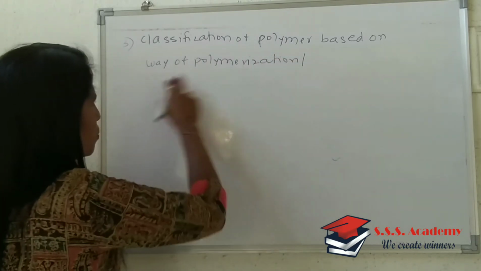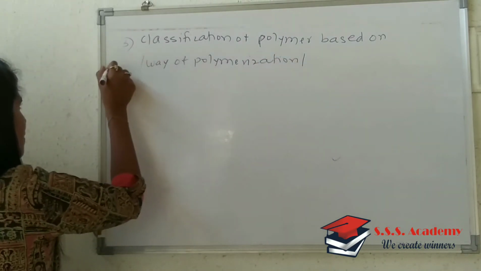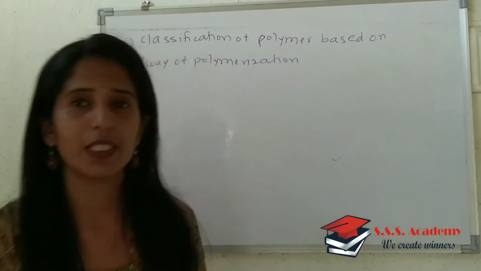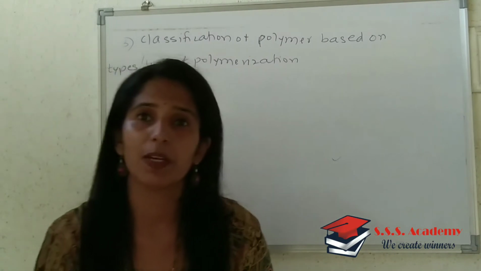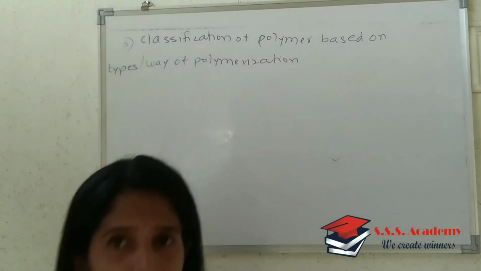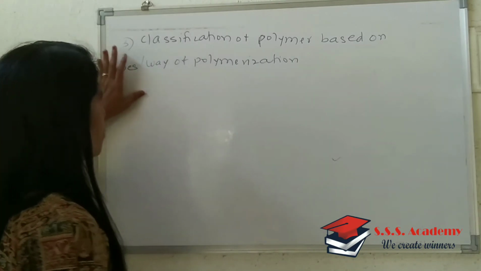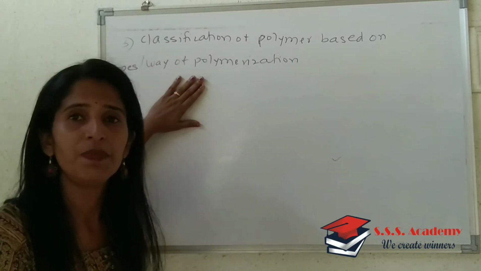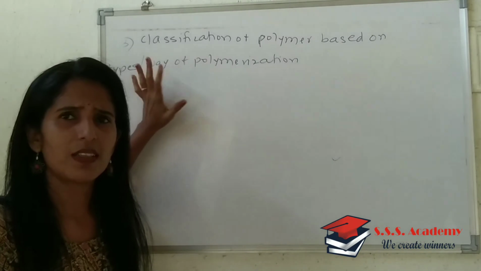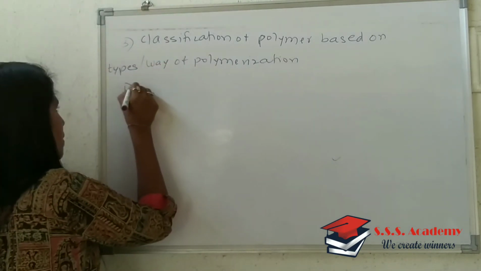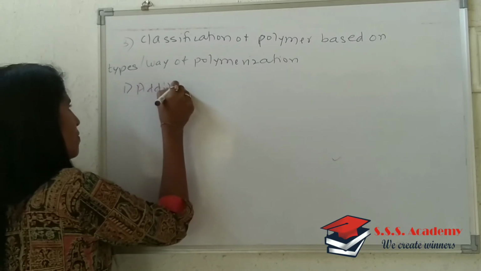Or you can write types of polymerization reaction, anything. The third basis for classification refers to the types or the way of polymerization reaction. Now, as far as types of polymerization reaction is concerned, there are two types. One refers to addition polymerization.